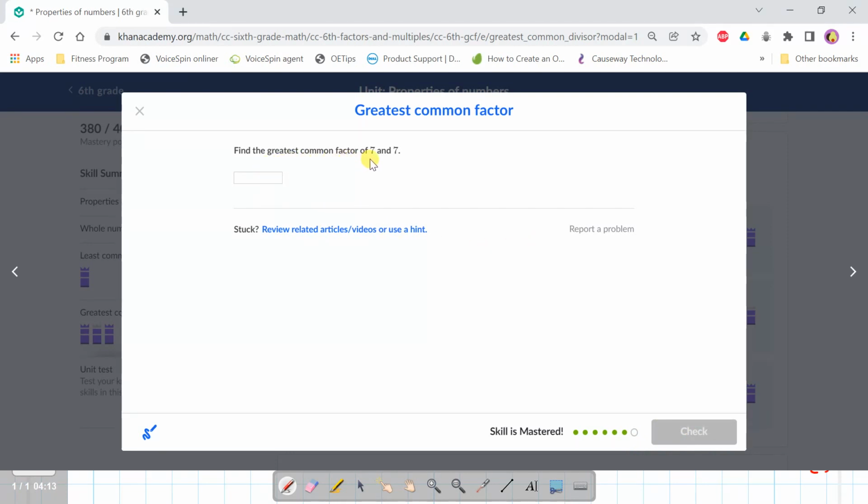Find the greatest common factor of 7 and 7. 7. Good.